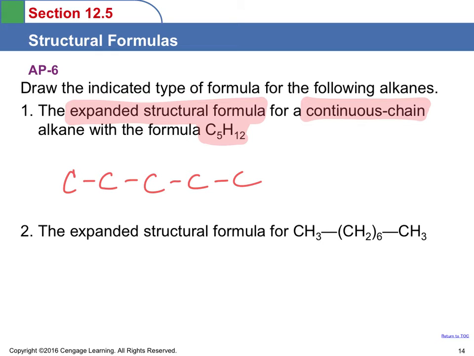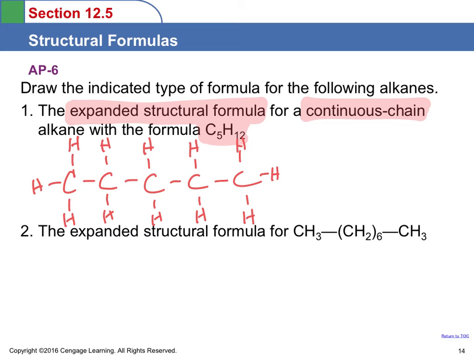Then to fill in the hydrogens, we're going to remember each carbon needs 4 bonds. So if I put in 3 hydrogens on the first, that gives it 4 bonds. The ones in the middle are going to need 2. They already have 2. And then the one on the other end will also get 3. So now if you go in and check, that was 12 hydrogens used.